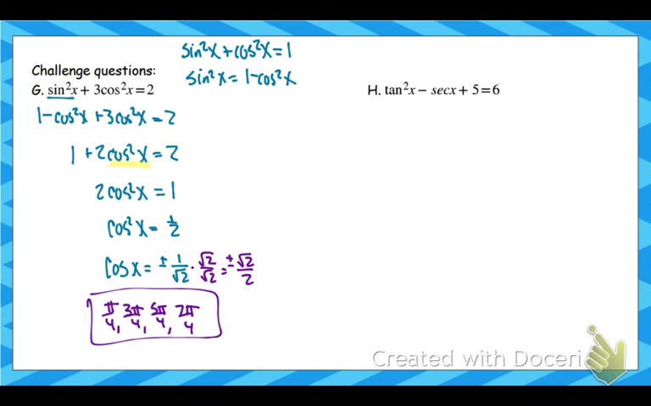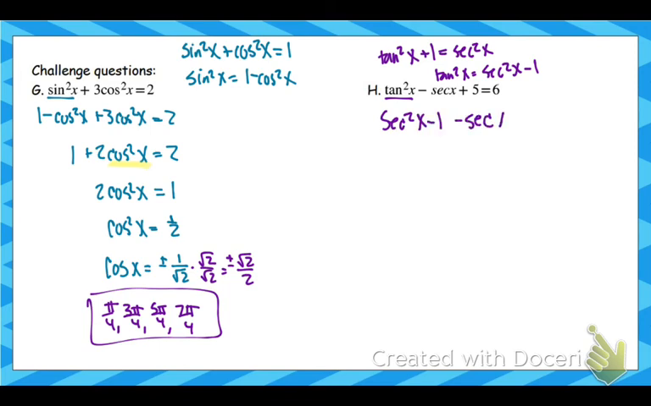All right, let's try one more. So again, looking back to those Pythagorean identities, let's try to rewrite everything with the same trig function. So one of those Pythagorean identities was that tangent squared plus 1 was equal to secant squared. So that means that tangent squared would be the same thing as secant squared minus 1. So let's replace tangent squared with secant squared minus 1. All right, let's combine our like terms. So I've got secant squared minus secant plus 4 equals 6.